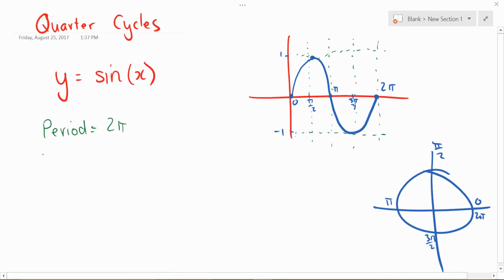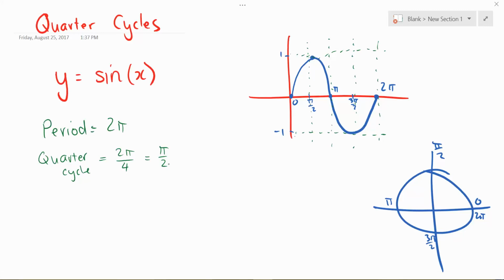So my quarter cycle would be 2 pi, divide that by 4. And that gives me pi on 2. So what does that mean? It just means that every pi on 2, I have a quarter cycle. So this is pi on 2, plus another pi on 2 gives me pi. Plus another pi on 2 gives me 3 pi on 2. 3 pi on 2 plus another pi on 2 gives me 2 pi. This is my every quarter cycle. Okay? That's the start, right?